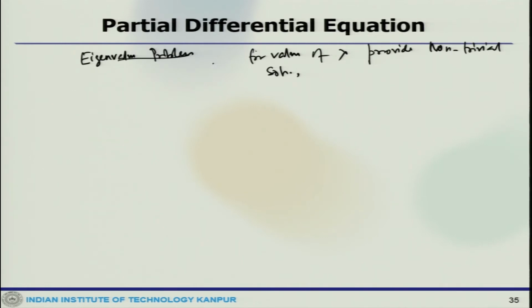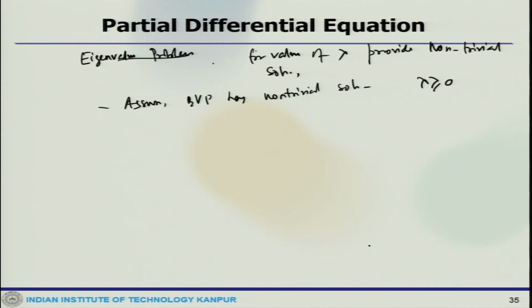Again, one can see the proof of this. Assuming this 2-point boundary value problem has a non-trivial solution, then lambda has to be 0. So, that is interesting. Now, how do we find this solution?